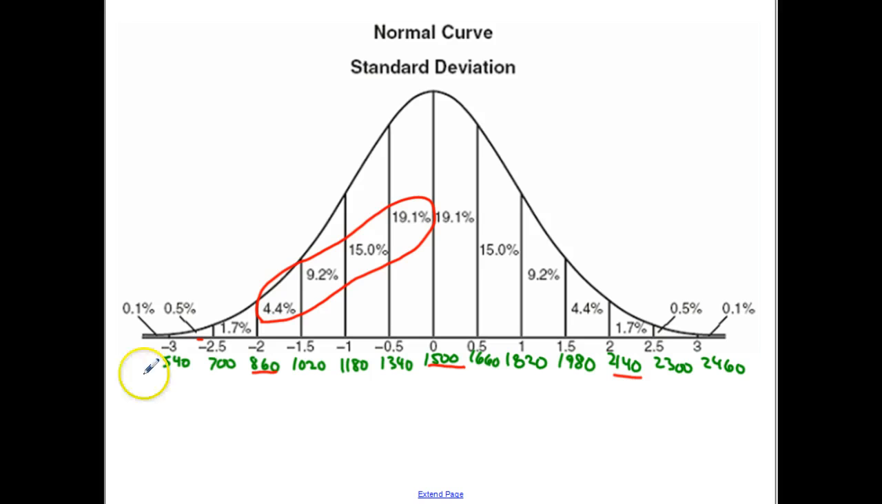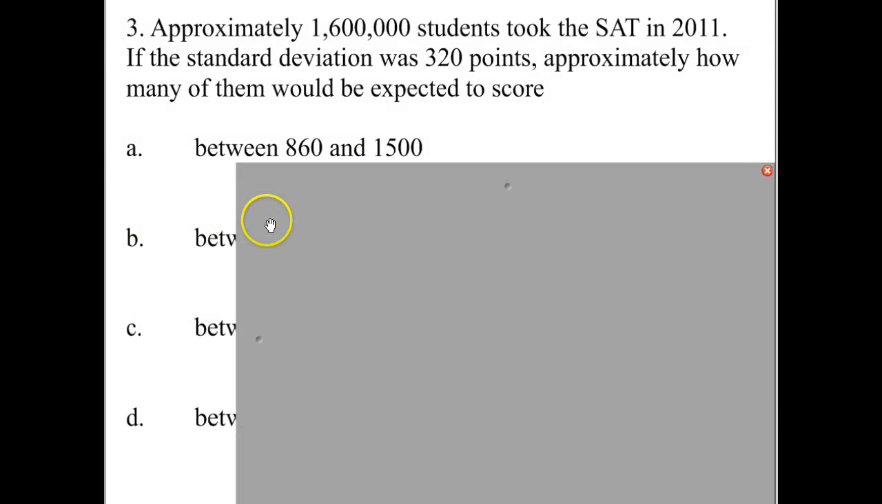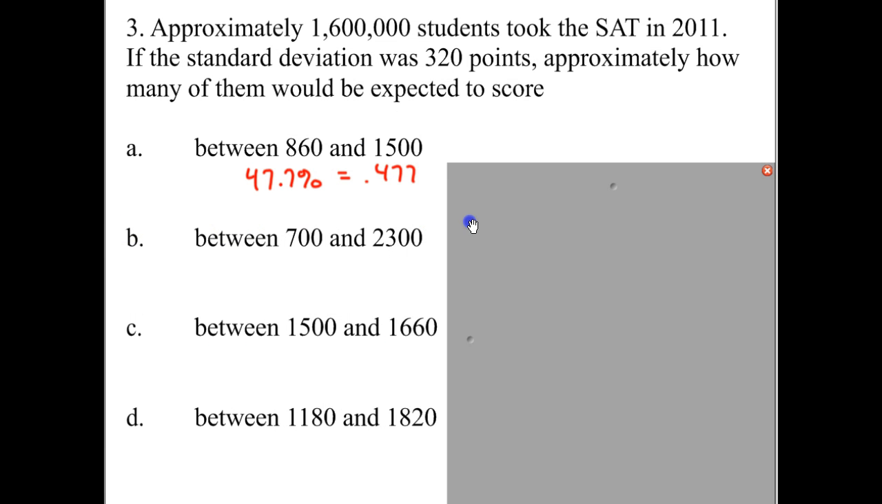So what I like to look at is the 1860 and the 1500. Those are the marks between which I want to find the percent. And I just need to add up all the percents that are in between those two edges. So there's your 1860, there's your 1500. Add up those numbers, and if you do so, I think you'll find that they add up to about 47.7%, which works out to be a proportion of 0.477.